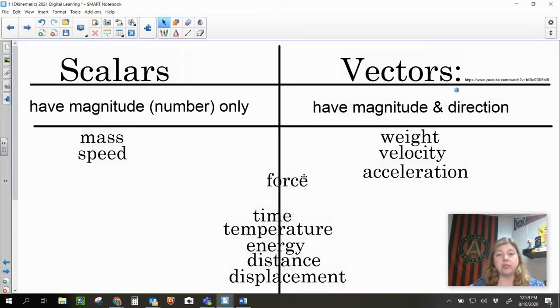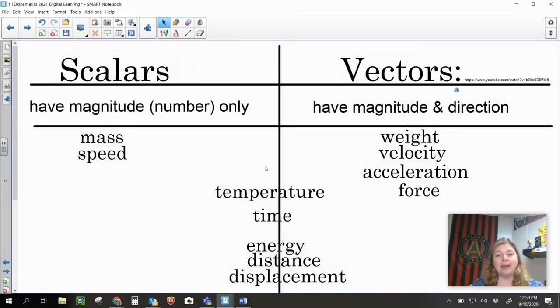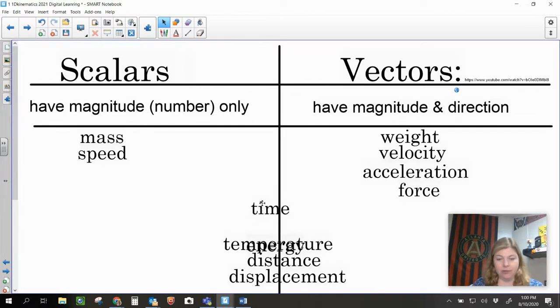What about force? Force is a push or a pull. Can you push or pull in no direction? No. You have to have a direction, okay? Time. We could say time is always moving forward, but with time, you don't say it's 3 o'clock north or it's 3 o'clock east or whatever like that. You just say the time.